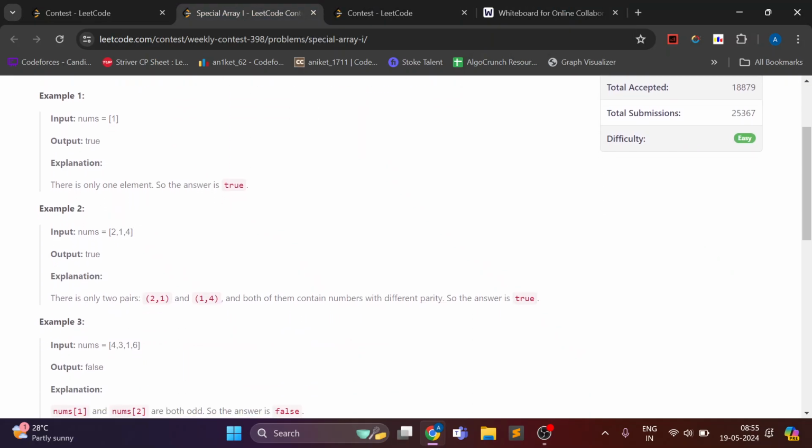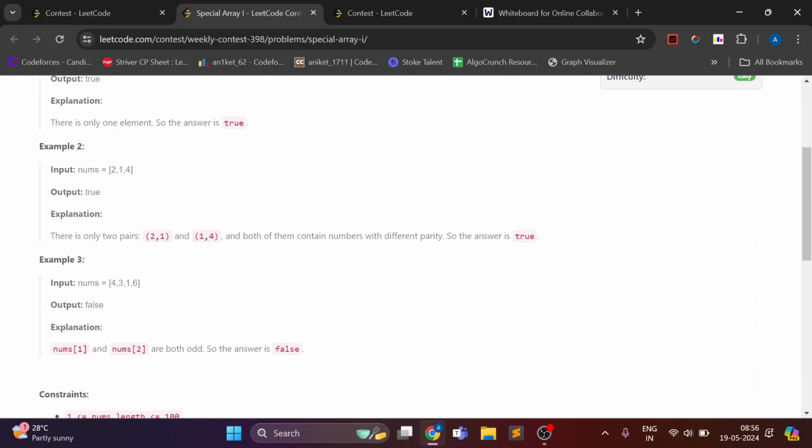So for example, here in this case 2 1 4, adjacent elements 2 1 have different parity because 2 mod 2 is 0 and 1 mod 2 is 1. Similarly 1 4 adjacent elements have different parity because 1 mod 2 is 1 and 4 mod 2 is 0. In this case the answer is false because 3 and 1 have the same parity, because 3 mod 2 is 1 and 1 mod 2 is also 1.